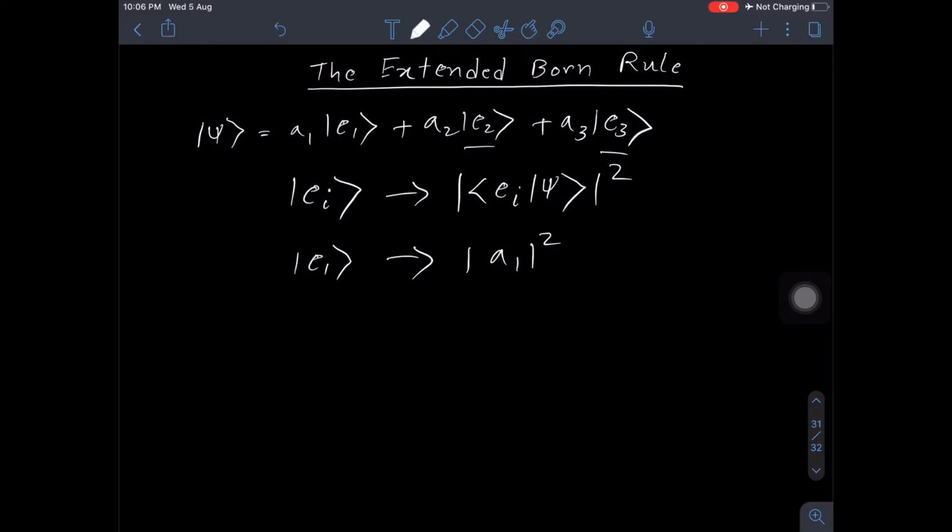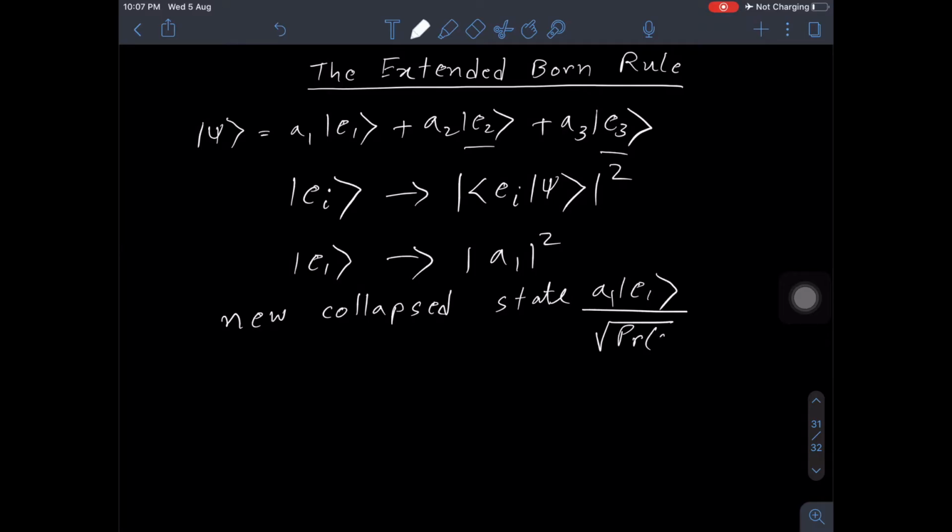This was the Born rule. And your new collapsed state was E1, and as it was a normalized basis, it was A1 E1 divided by the square root of the probability of getting E1, right? If you divide it by this, then you get the normalized state, which is E1.